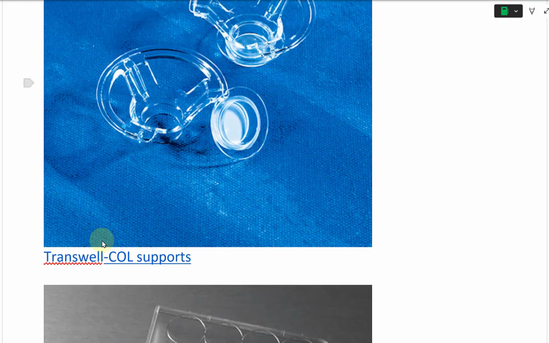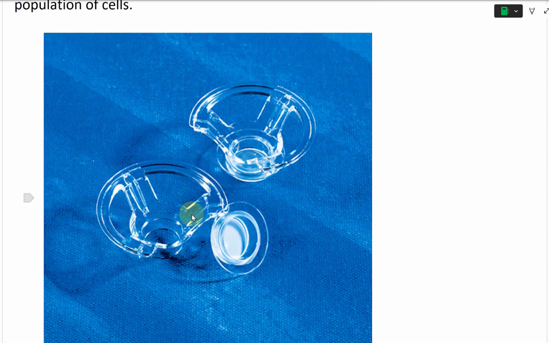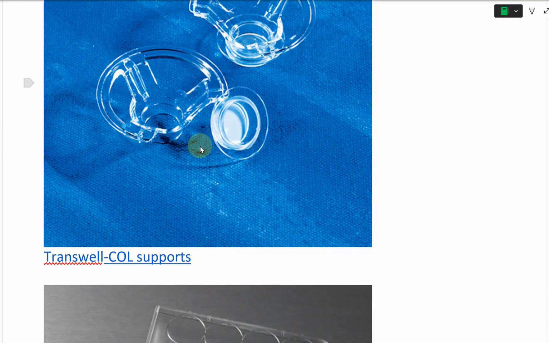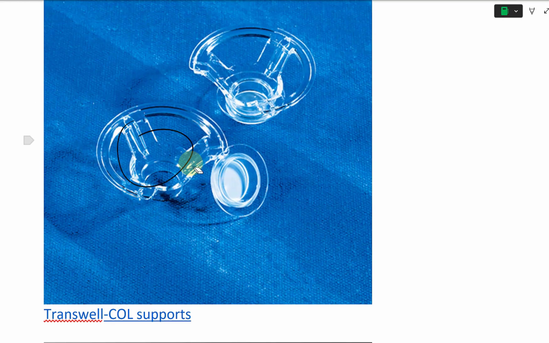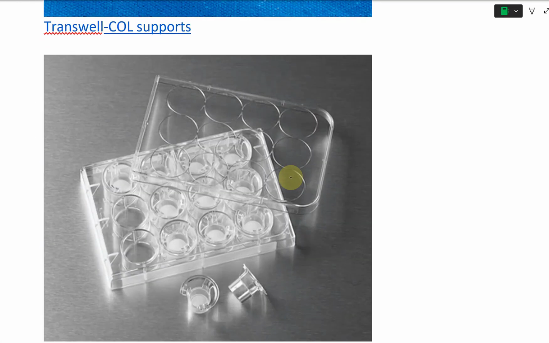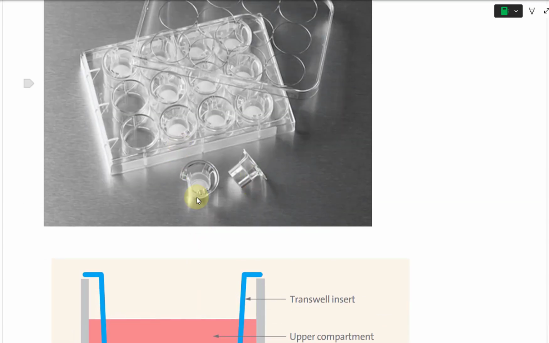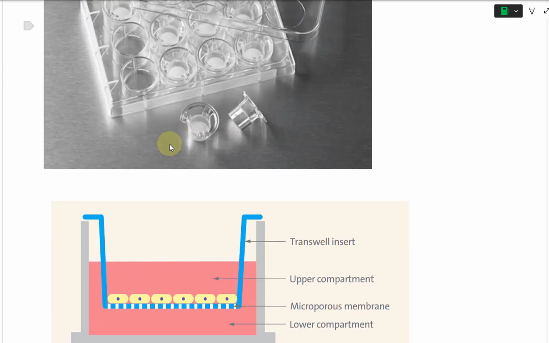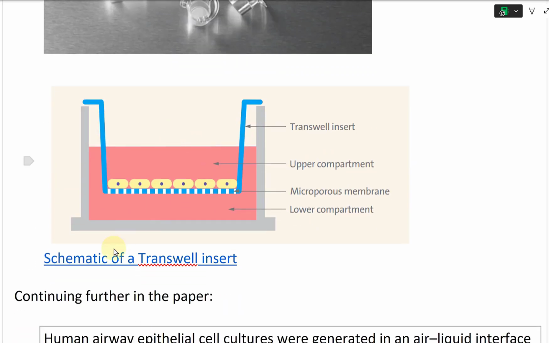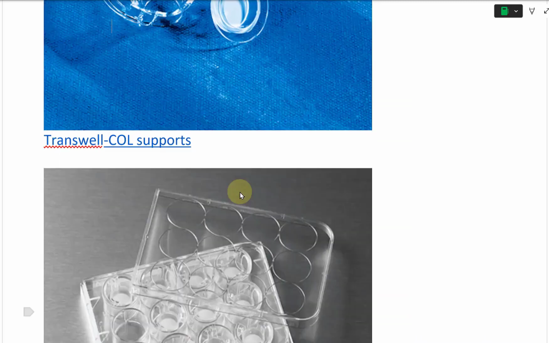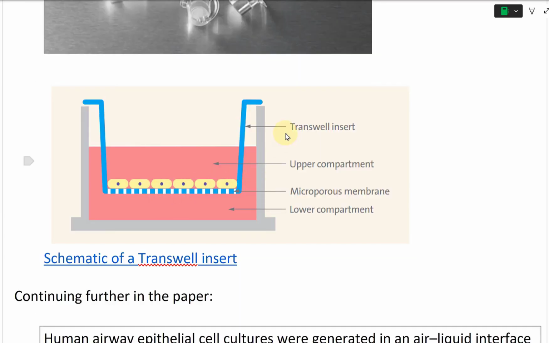So here is a Transwell COL support. It looks like this, and you could have this to hold it and so on, but then there'll be these super tiny ones there. And they look like this. Continuing further, here are some of these plastic substrates. And now here's a schematic of a Transwell insert. So it's going to look something like this. You have the upper compartment. You have the Transwell insert. I believe that's these handles there, or this whole thing is the insert.